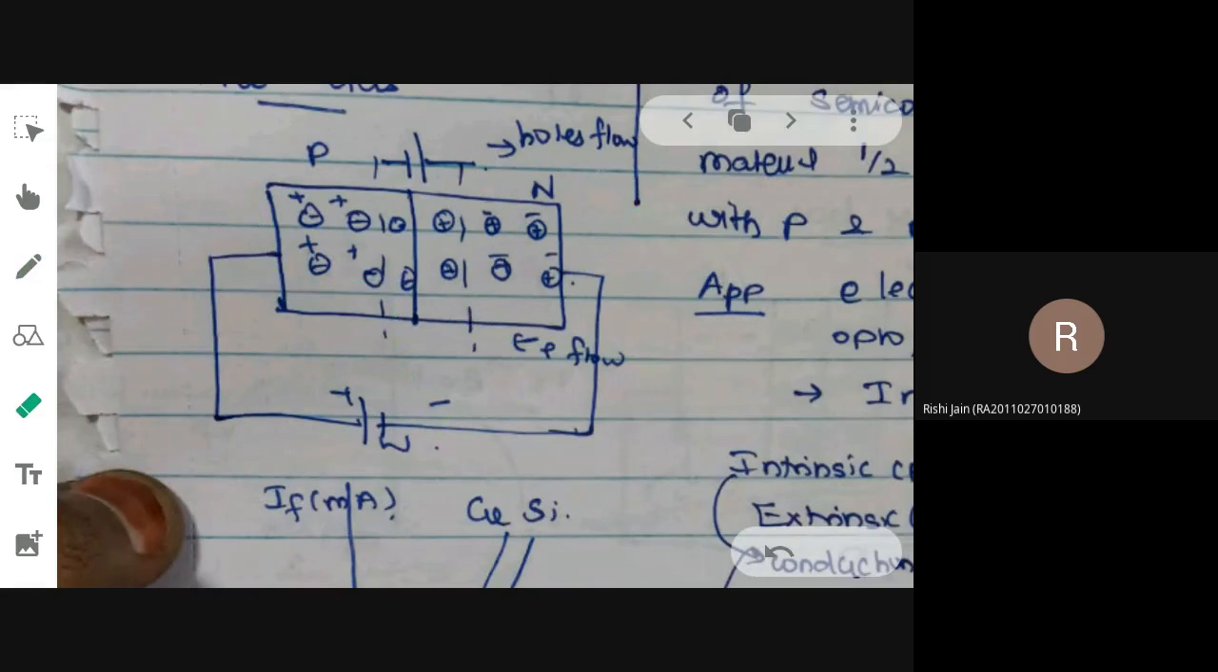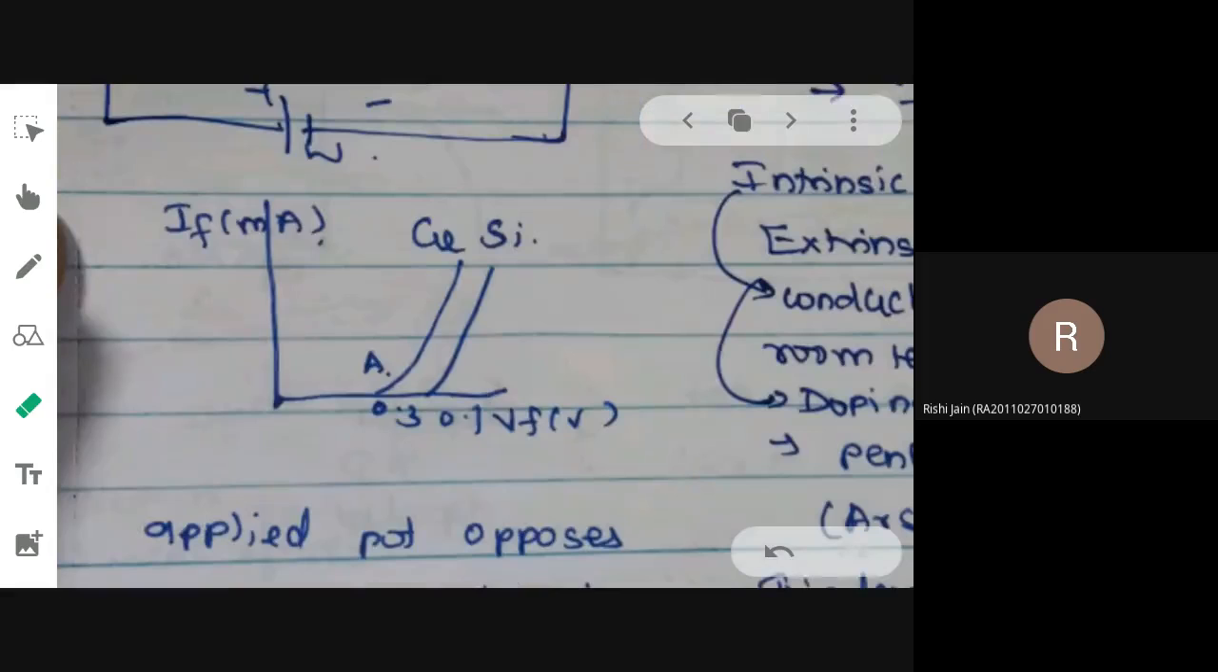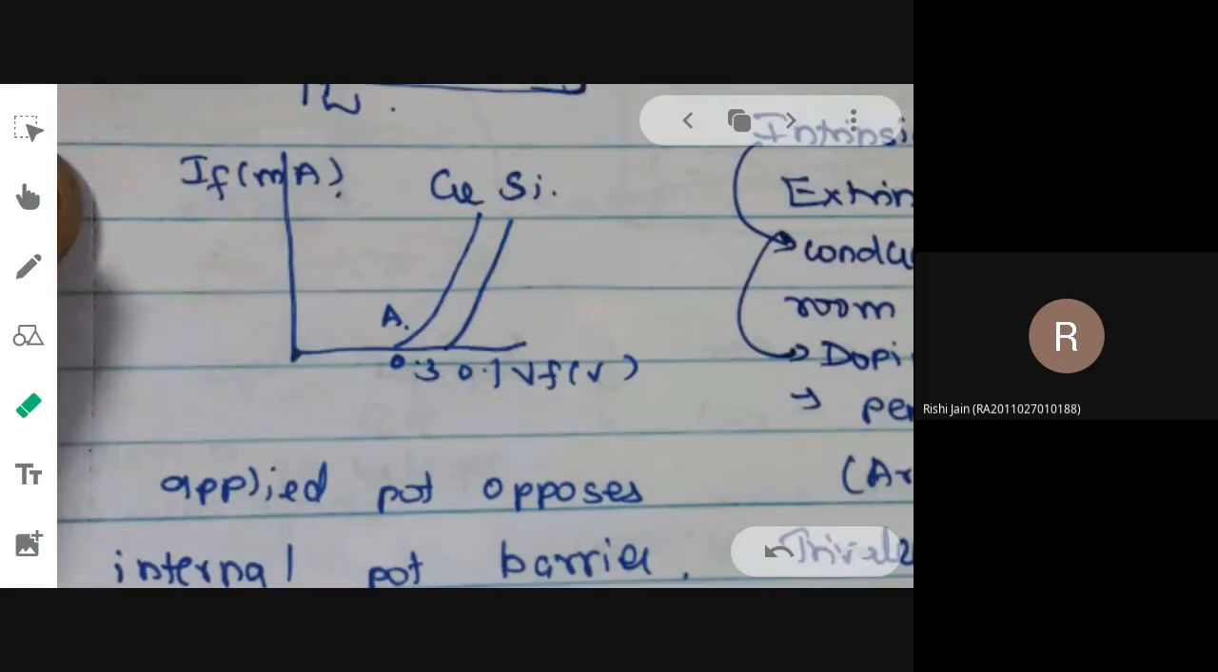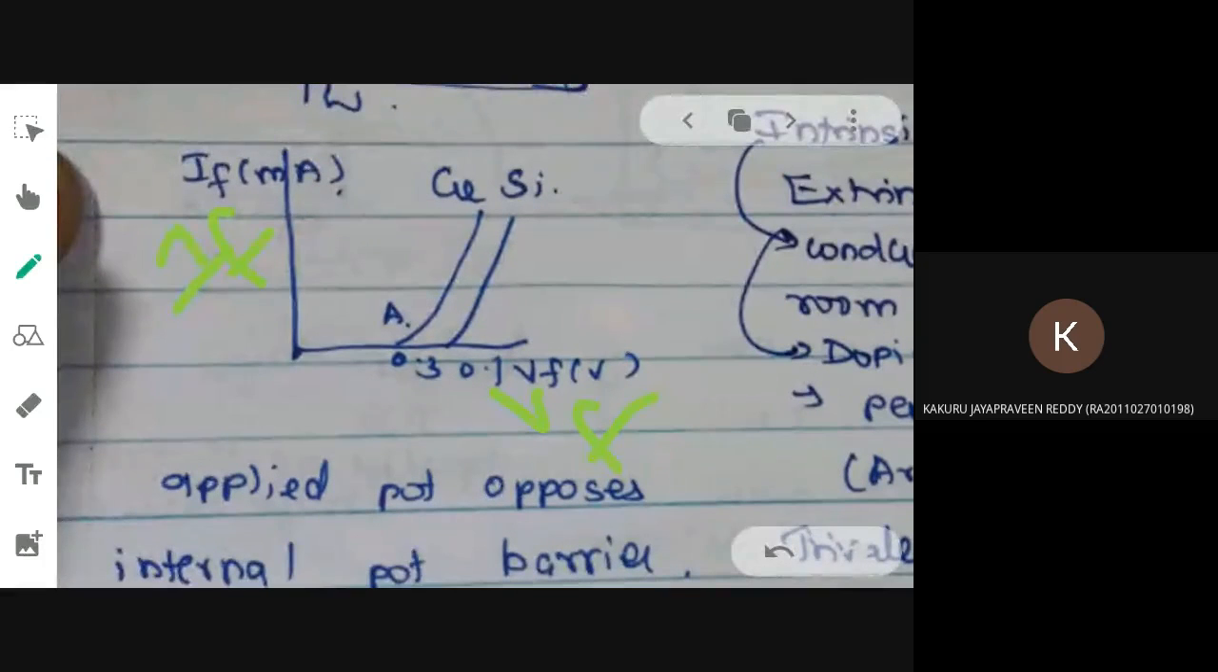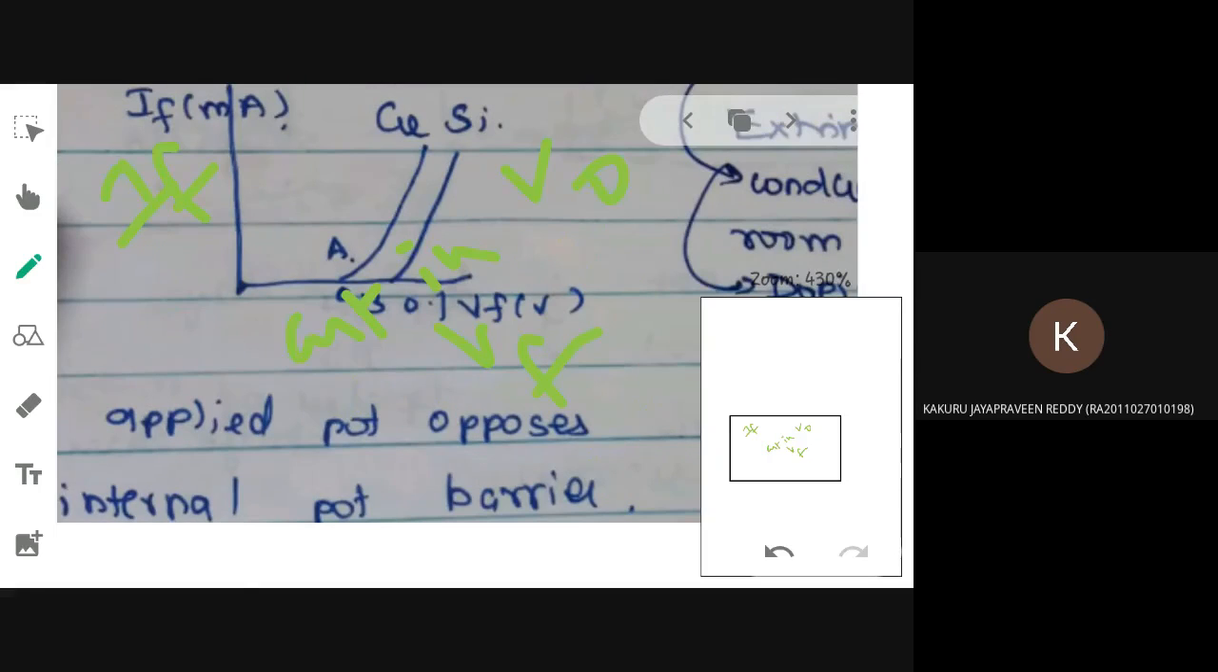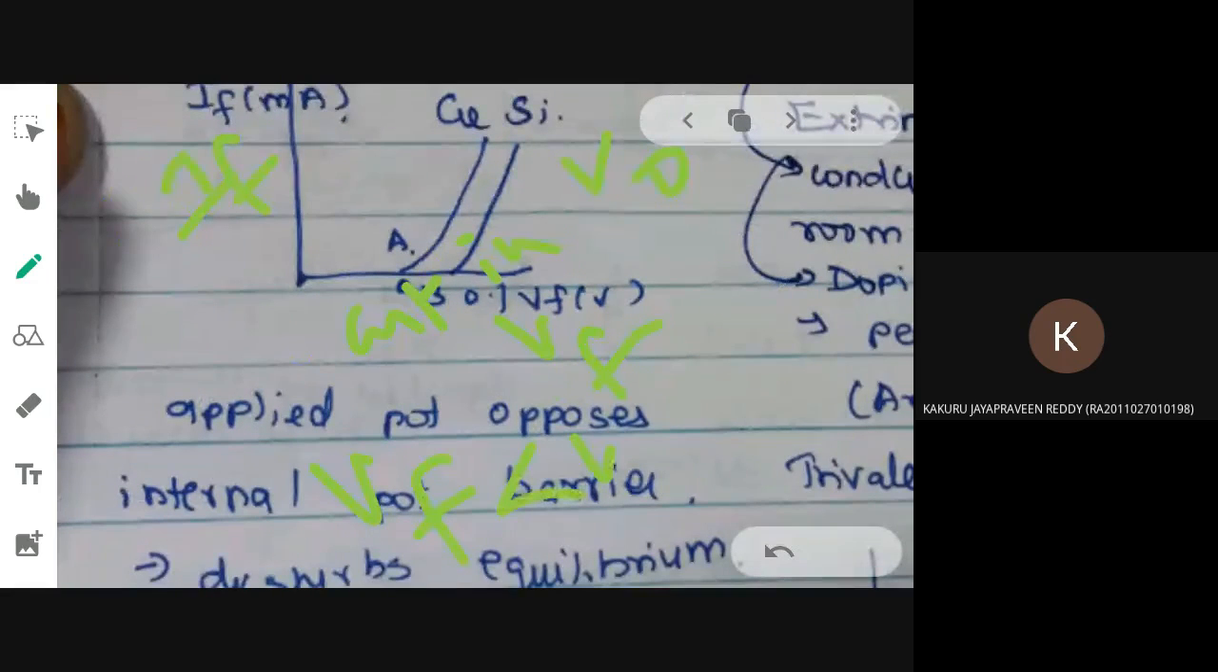Now we will discuss this in detail with the help of the characteristic curve. We are drawing a curve between Vf and If, that is under forward condition. F indicates forward. This is my cut-in value, which is indicated by V naught. So as long as Vf is less than V naught, that is your cut-in value, what happens?